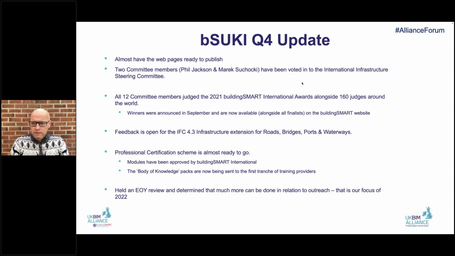Last week we held an end of year review with the committee and determined that there's much more that can be done in relation to outreach. There's quite a lot of work going on in the background relating to technical matters, the IFC standard, the extensions, the P-Cert scheme. But in terms of outreach to the industry, there's much more that we can do. So that's our focus for 2022.